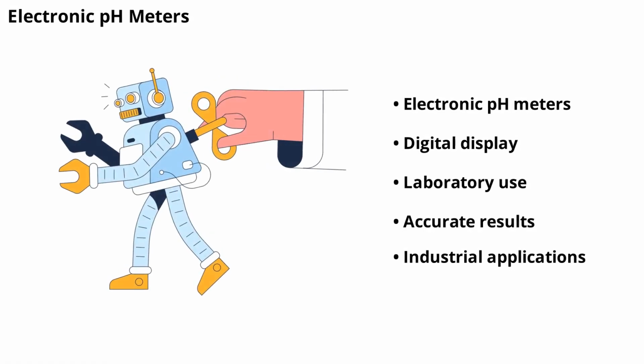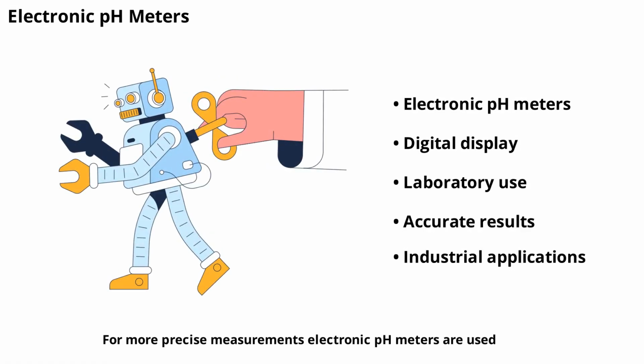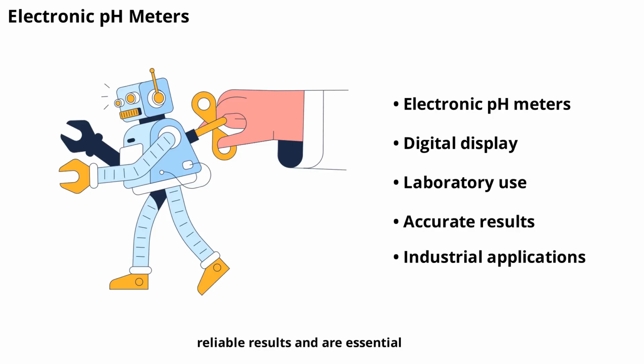For more precise measurements, electronic pH meters are used. These devices have a probe that is dipped into the solution. The meter then displays the pH value digitally. pH meters are common in laboratories, water treatment plants, and even in food production. They provide accurate, reliable results and are essential for scientific research and industrial applications.